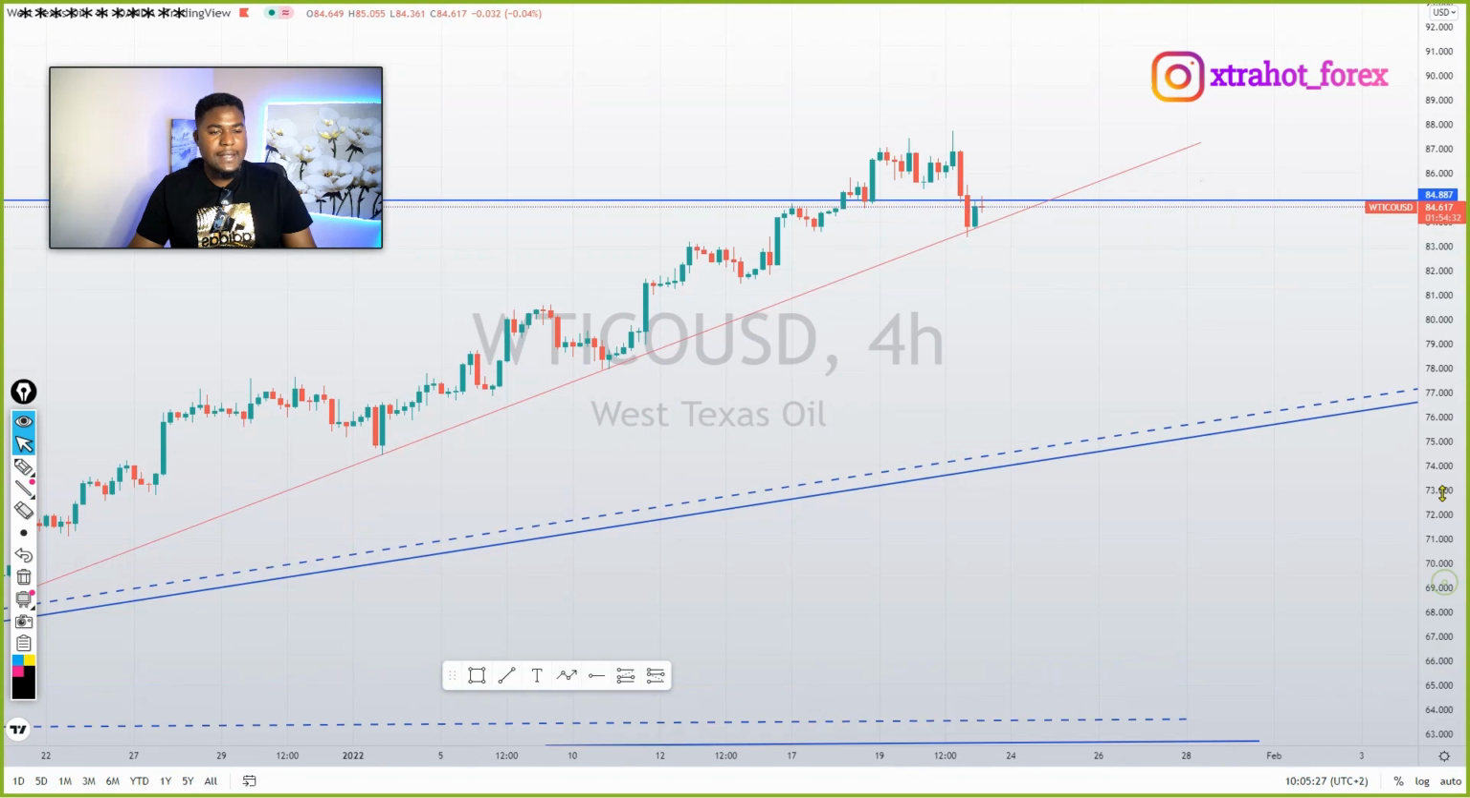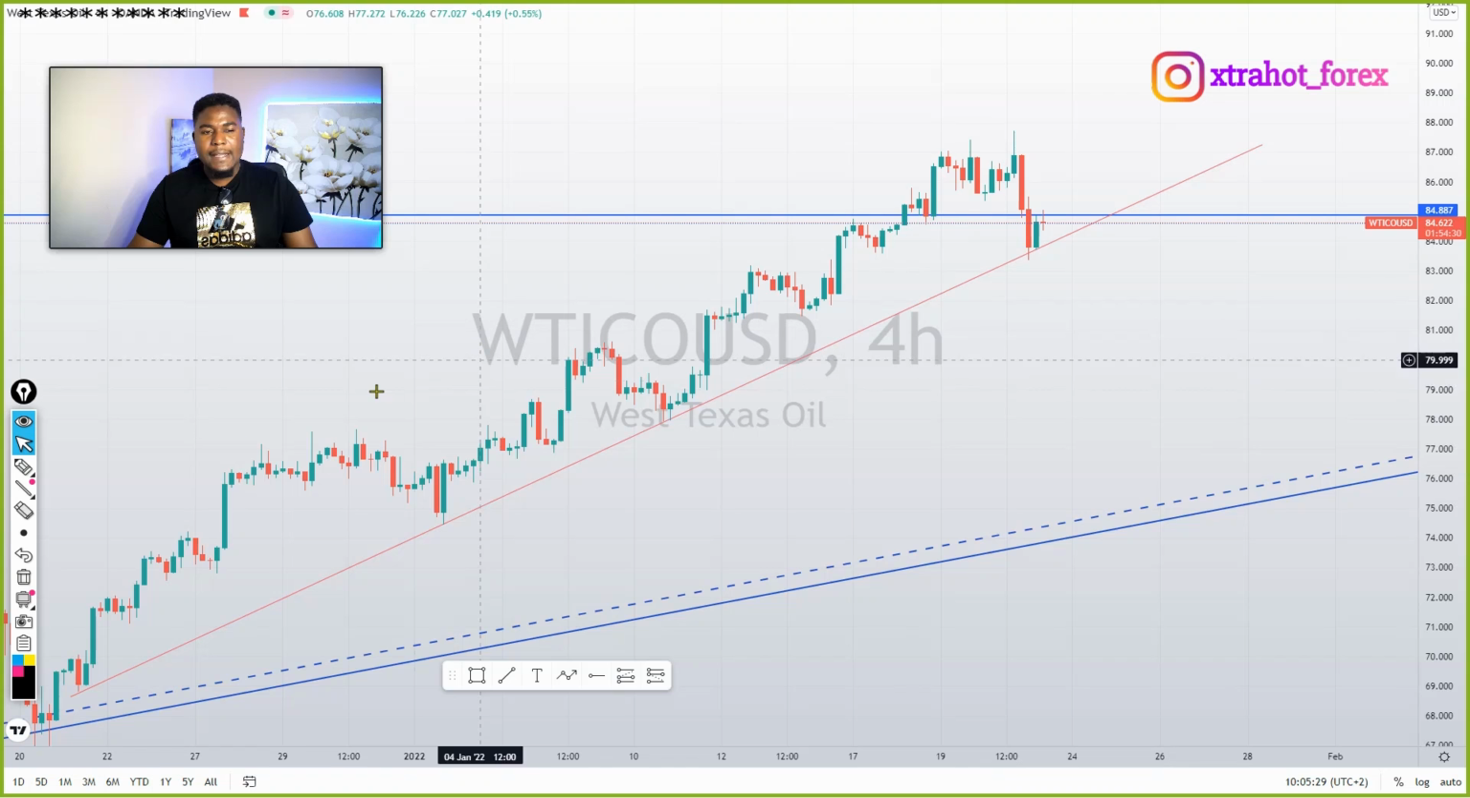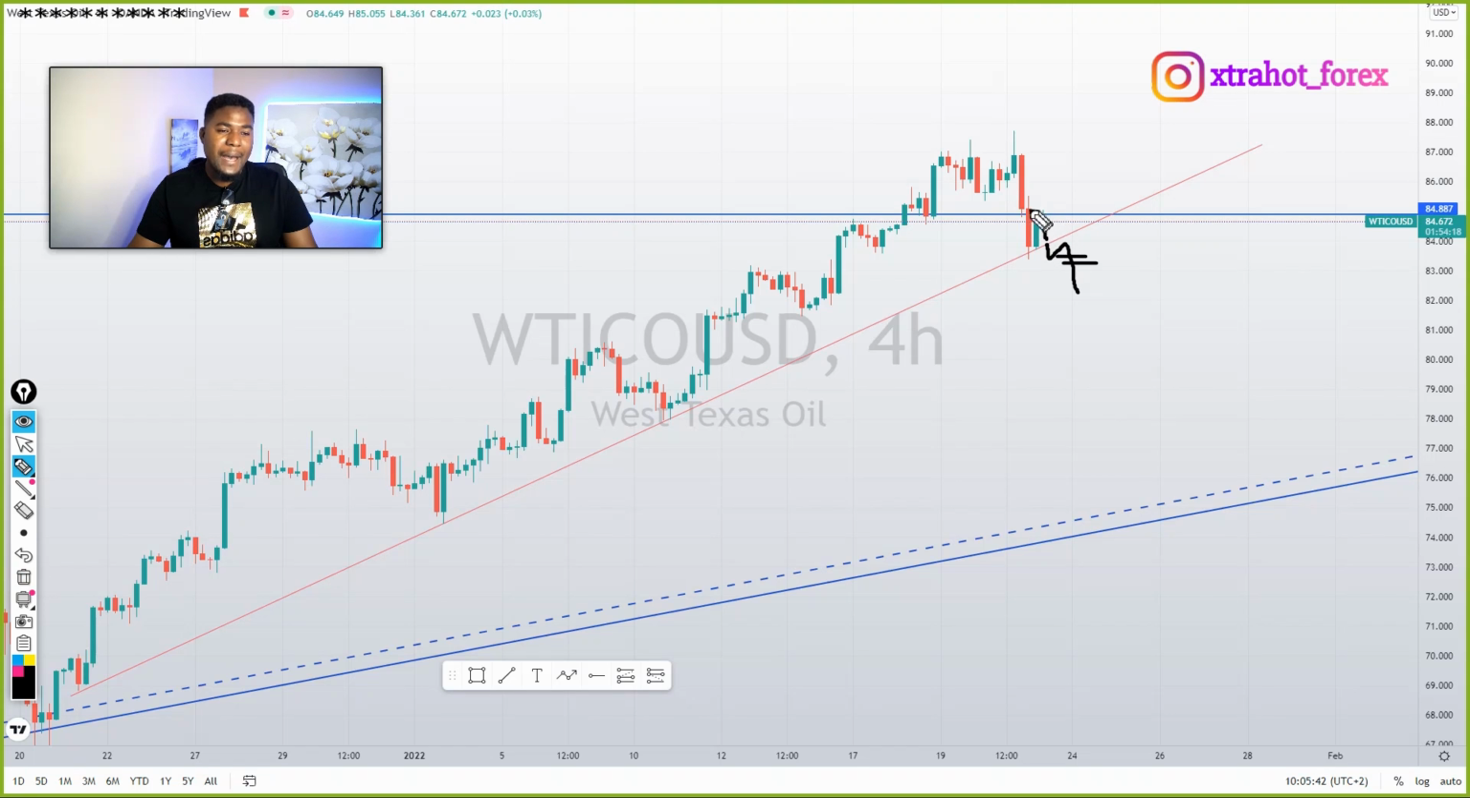For you to sell, let's break this area. Break this area, then we can say now it's time to sell. Or if the market is going to move above this resistance, you see this resistance, it's where we can say no, maybe the market was creating some fake moves, and now we're ready to move to the upside.